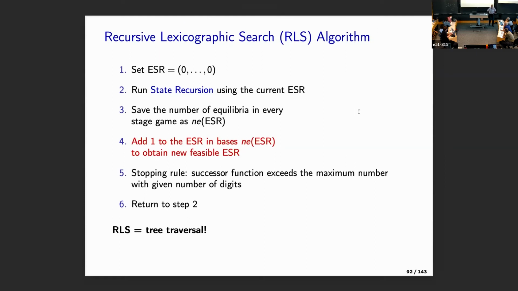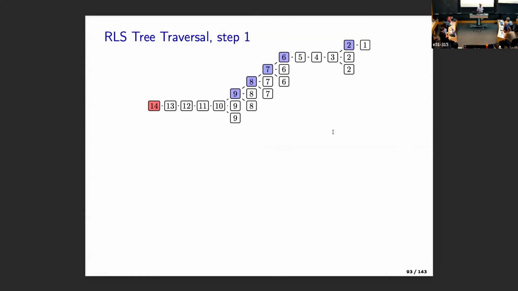What's the algorithm? Well, you start with the equilibrium selection string of zeros. You apply the stage recursion algorithm to that. Then you remember how many stage equilibria you found along the way, and this is called NE of ECR. And then we define in the paper the successor function, which adds 1 to the equilibrium selection string using variable base arithmetic, where the bases are given by this number of equilibrium stages. It's all very complicated, but people doing close to computer science here in the room will recognize immediately that what we're doing is really just a tree traversal.